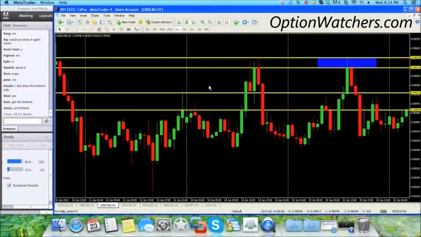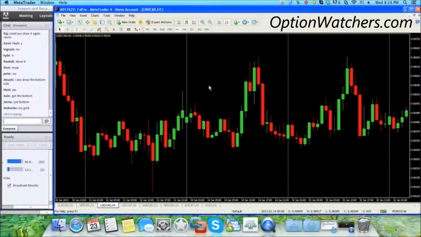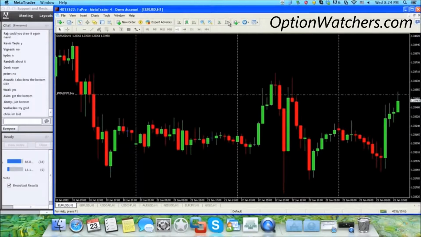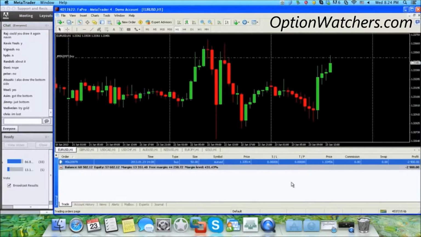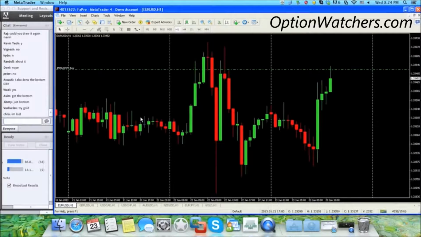Okay, also do the bottom side, just the bottom. So let's do some more examples. Let me delete all this. Let's take a look at our beloved Euro USD that's dying. This is today's trades. Where we go? Okay, $3,000 down. Yikes.